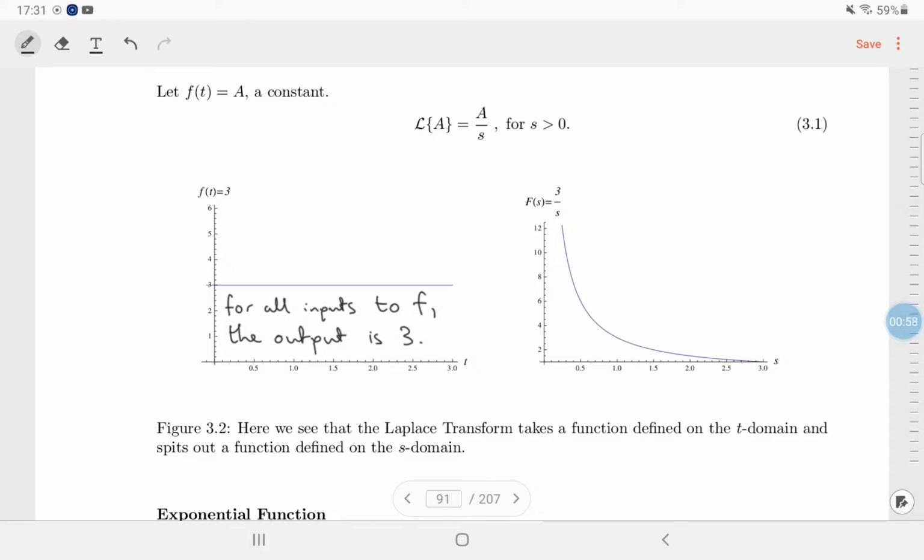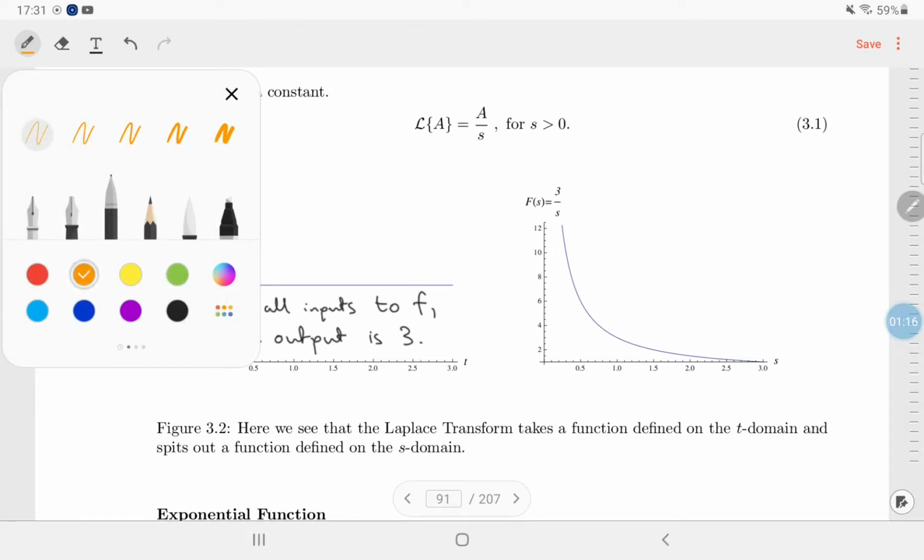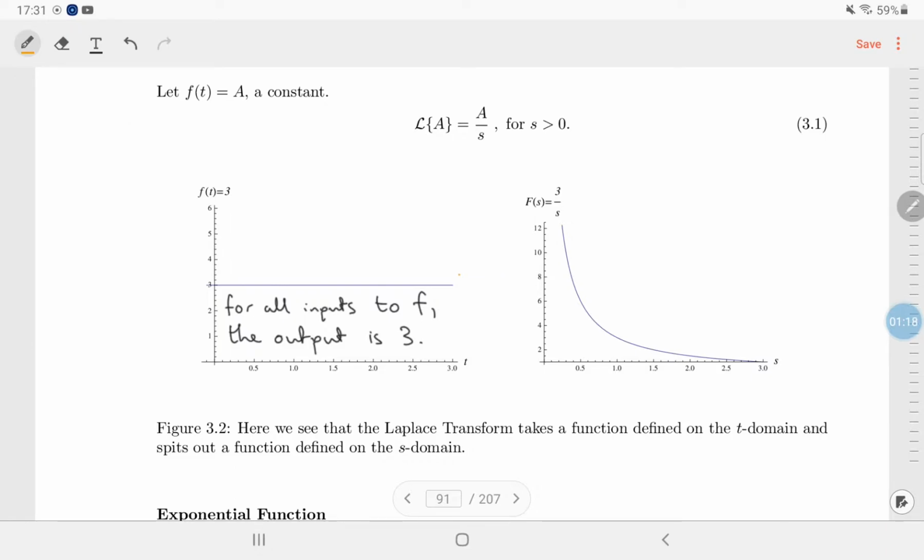So imagine if it was sales or something like that. The sales are a constant. It turns out that if this is your input function, this is your time domain function, a constant, the Laplace transform will be a constant divided by s. So you have this graph on the left going into the Laplace transform, and it produces this thing. The thing on the left goes in and the thing on the right comes out.